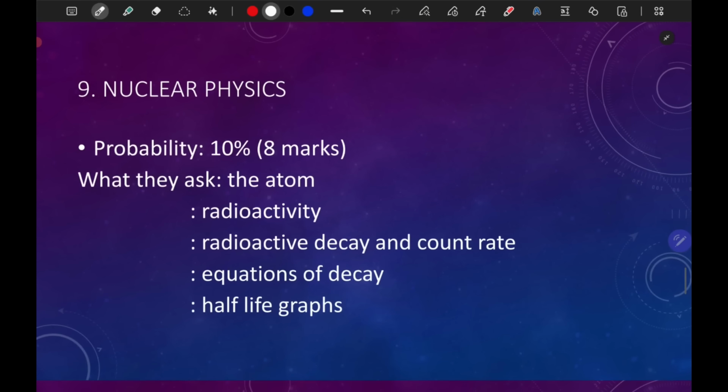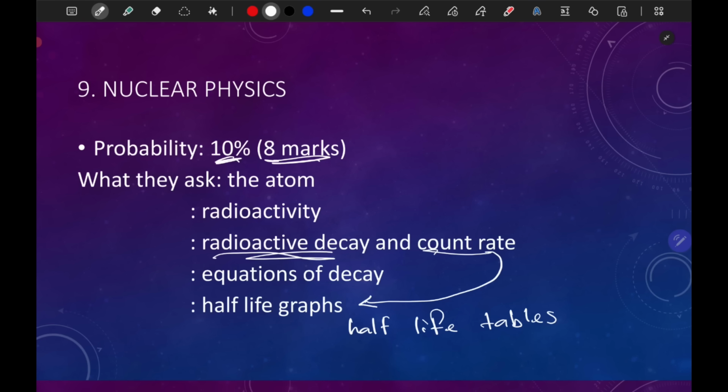The ninth topic, nuclear physics. So the probability is about 10% and 8 marks. So what do they ask you? They ask you about the atom, radioactivity, radioactive decay, and count rate. I've seen this multiple times, especially connected to the half-life graphs. So I've seen the half-life graph multiple times. Also, half-life tables.